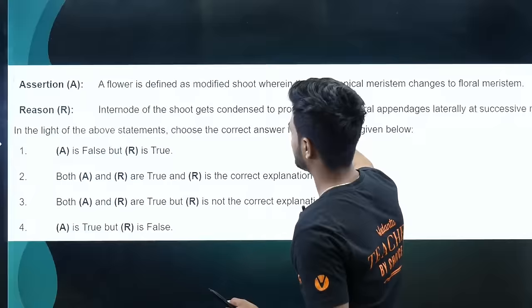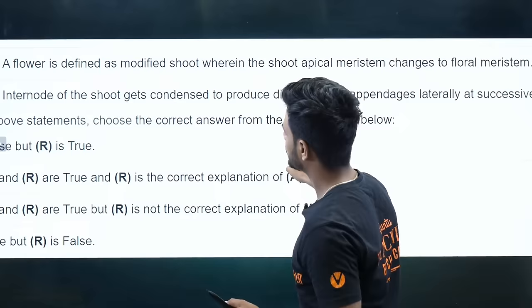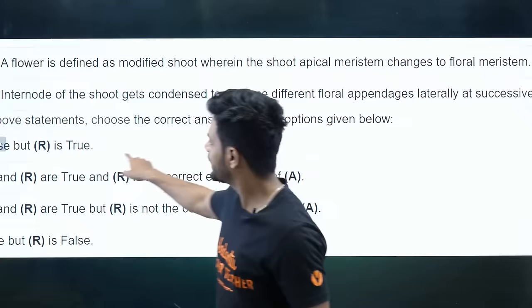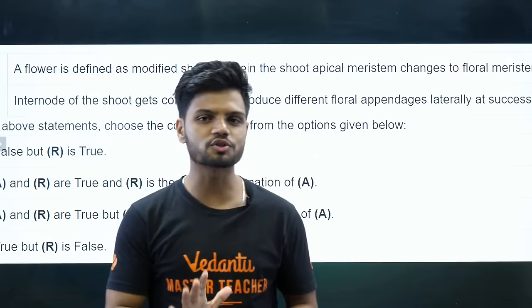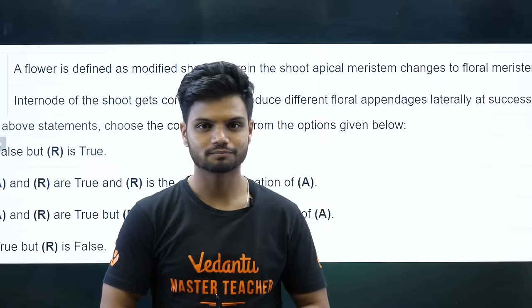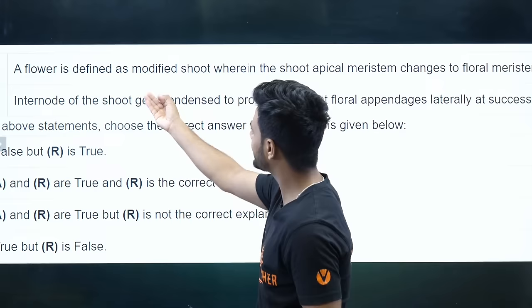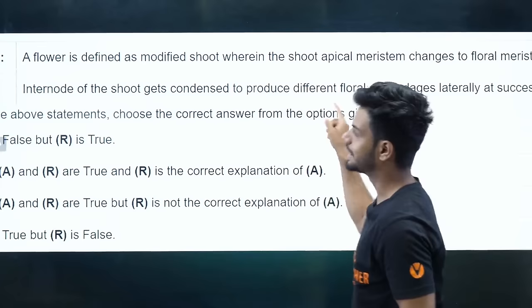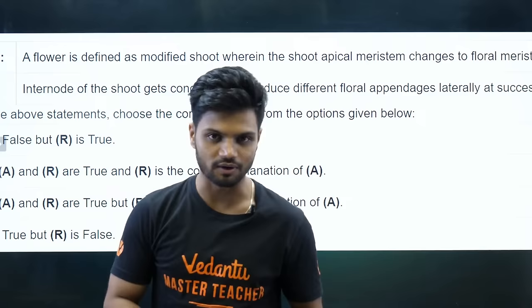Now, students, if you look at this AR question, this is assertion, this is the reason. You will notice that this question is actually not a part of your flower. Why, sir? Let's see the question and then let me tell you why. A flower is defined as a modified shoot wherein the shoot apical meristem changes to floral meristem. That is a flower, right?